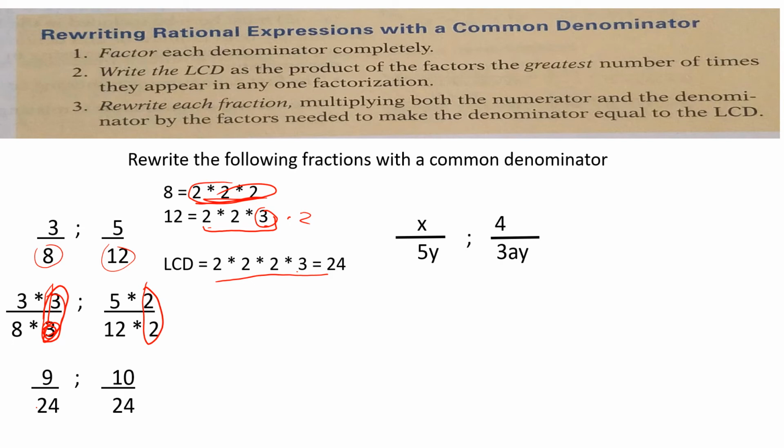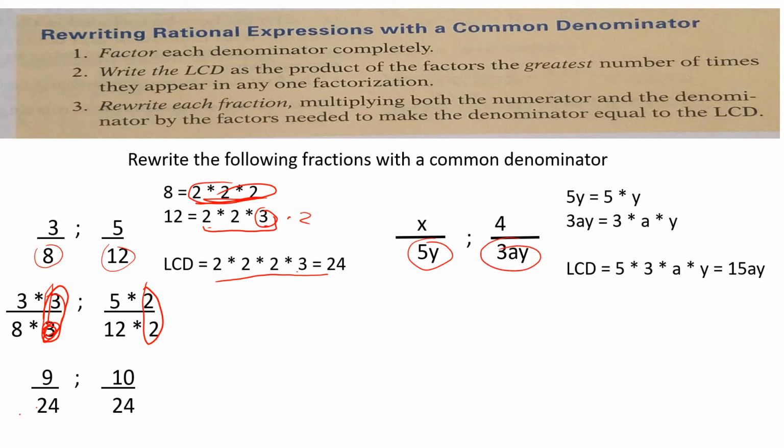So same thing when we have it algebraically. Here we have 5y and 3ay for our denominators. So we're going to factor them. 5y is 5 times y. 3ay is 3 times a times y. So we have 5 once, 3 once, a once, and then y once. Okay, so that's how they came up with this to be your LCD. We multiply straight across and we get 15ay. So that's going to be our common denominator.